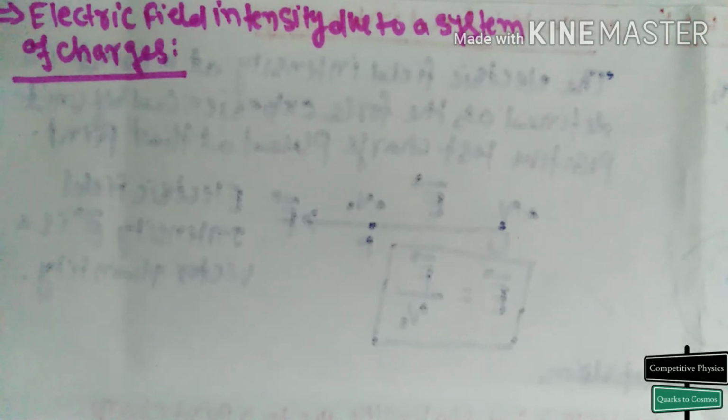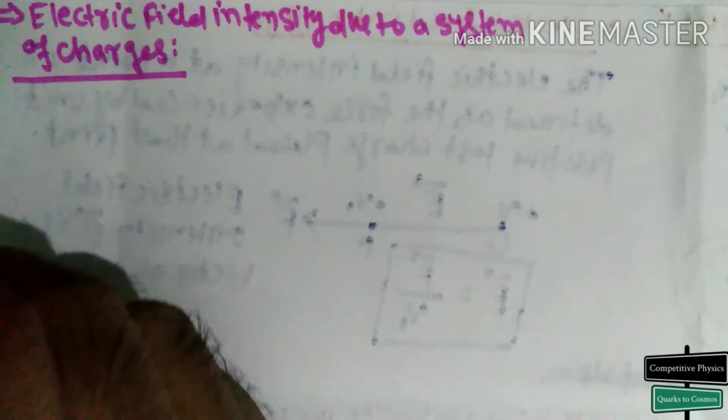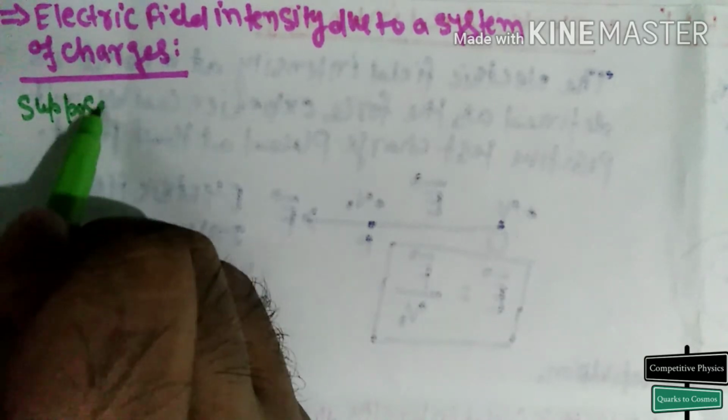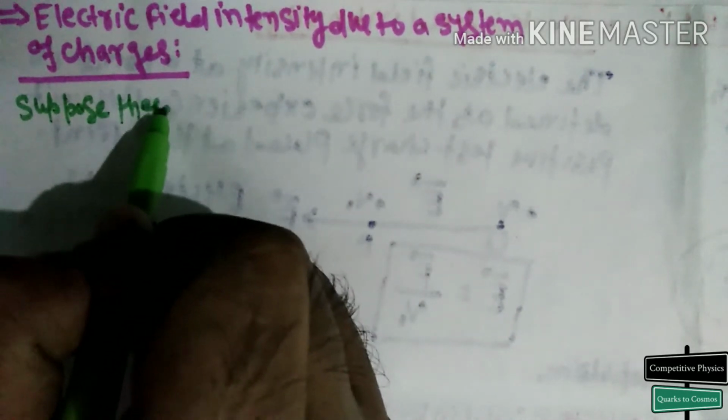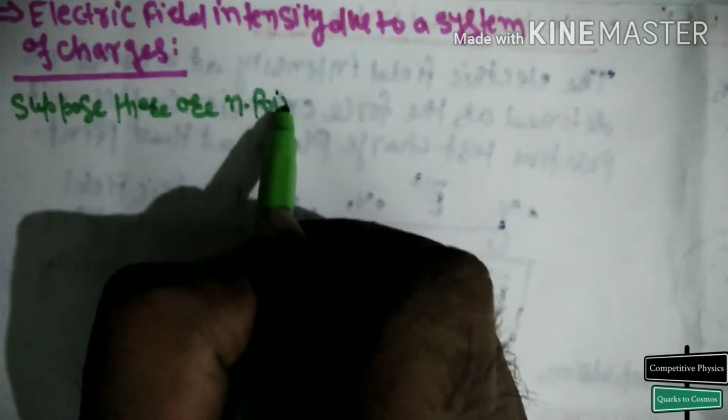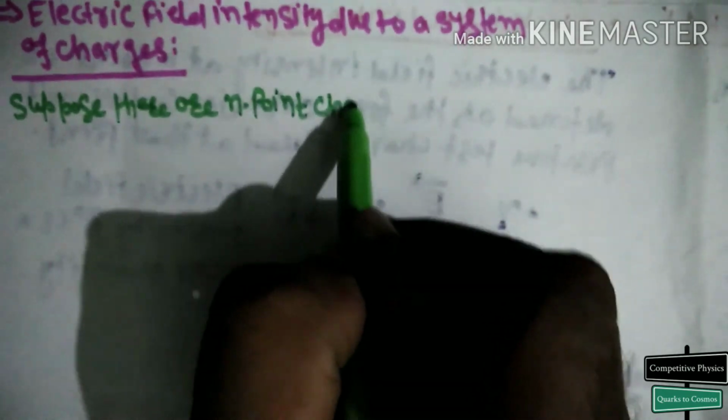So you know that in the previous case when we were discussing Coulomb's law, we have discussed the superposition principle. So the same superposition principle we will use here to find the electric field intensity due to a system of charge. Okay, suppose there are n point charges.